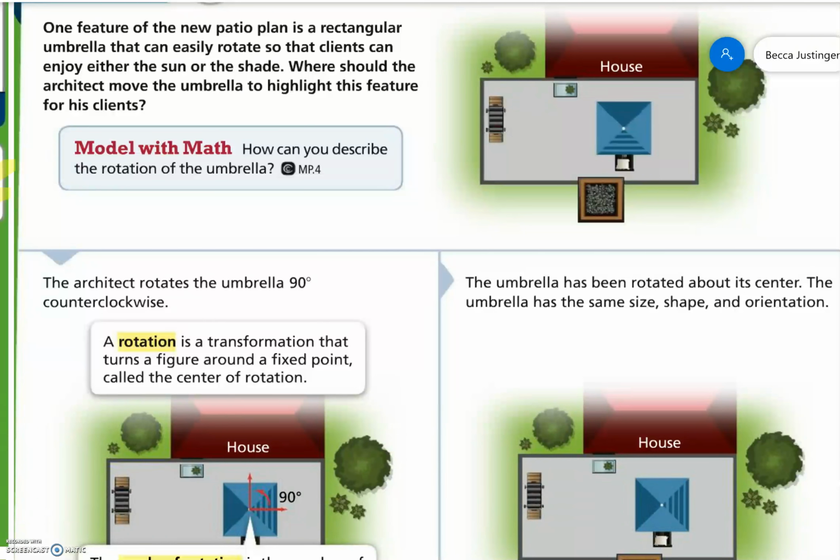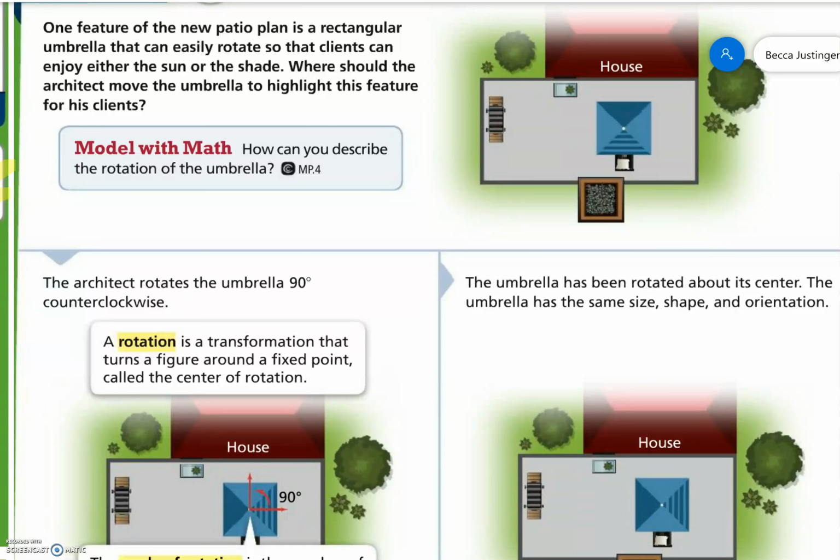One feature of the new patio plan is a rectangular umbrella that can easily rotate so that the clients can enjoy either the sun or the shade. Where should the architect move the umbrella to highlight this feature for his clients? An architect rotates the umbrella 90 degrees counterclockwise.